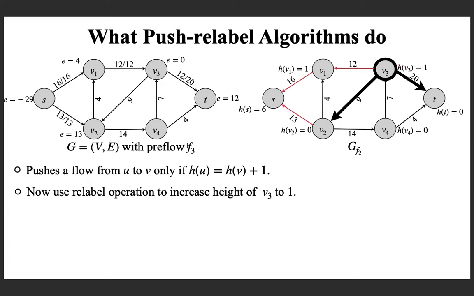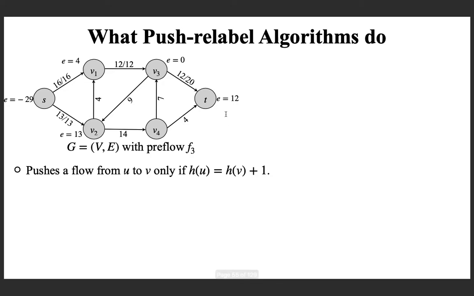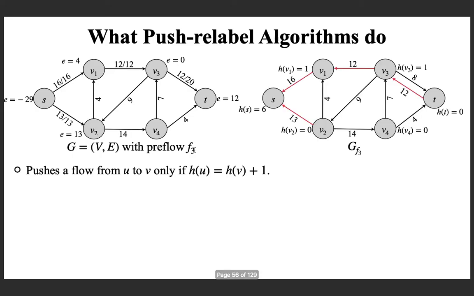Now you are getting F3, the preflow F3, and the excess values are getting adjusted. You can verify it. Previously it was 12, now it is 0, and the excess flow at T becomes 12. Now you have the preflow F3. You get the residual network. This is the one which you can verify.